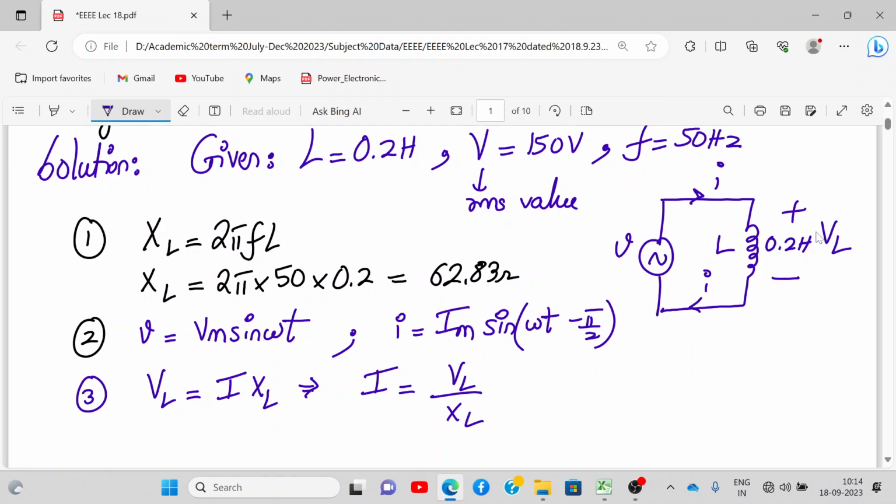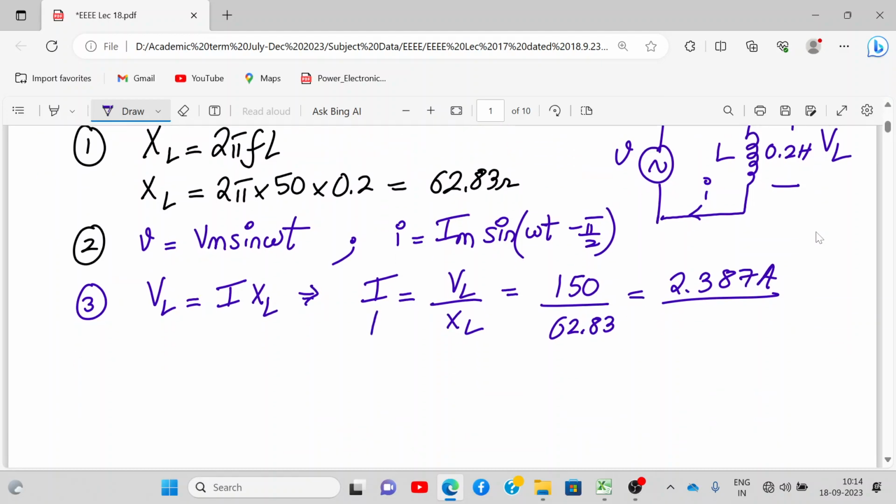Now everyone please listen. This voltage is VL. Is this voltage the same as this voltage? Parallel, no? This VL is the same as this V, right? And RMS value of that. So VL is how much? 150. Did you get it? We didn't know the value of I, that's why we are calculating it, and VL is the same as V RMS. And what is XL? 62.83. So we get the current here, the RMS value. How much is it? 2.387. Just check. And this is again the RMS value.